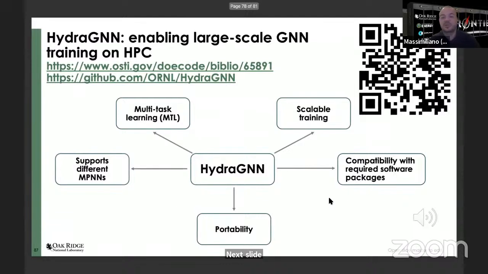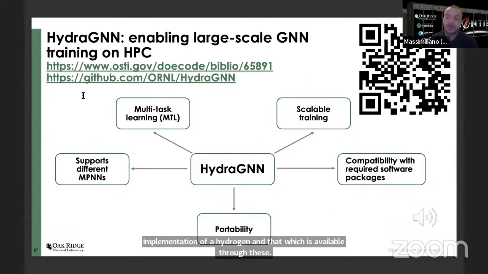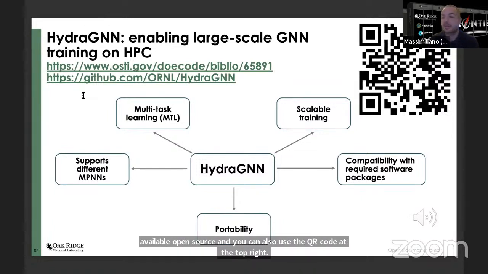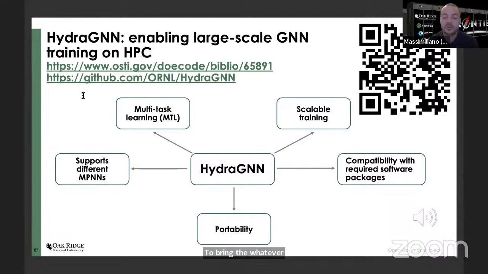And in conclusion, I would just like to briefly summarize what we discussed in the tutorial. We primarily covered our ORNL-branded implementation of HydraGNN, which is available through these links on the ORNL GitHub repository. It's available open source, and you can also use the QR code at the top right to bring whatever device you're using to the ORNL GitHub repo.